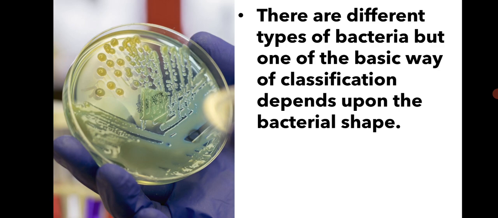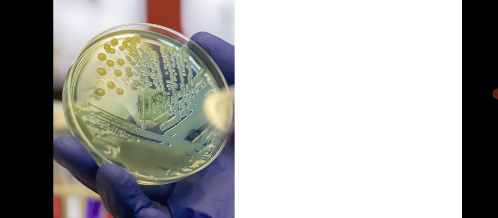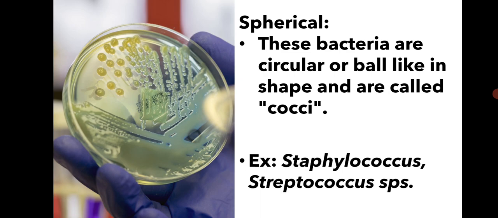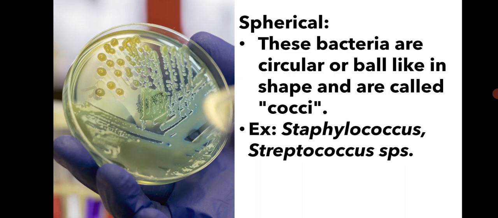Based on shape, bacteria can be spherical, in which the bacteria are circular or ball like in structure. When you observe the isolated culture under the microscope, if the bacteria appear circular or ball like in shape, they are called cocci. Example, Staphylococcus and Streptococcus species.